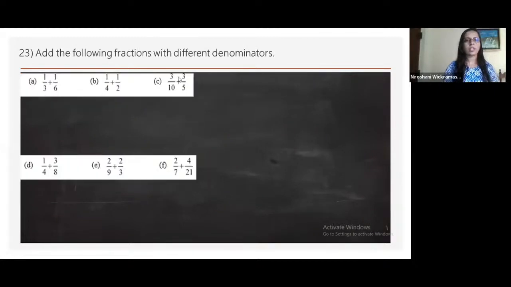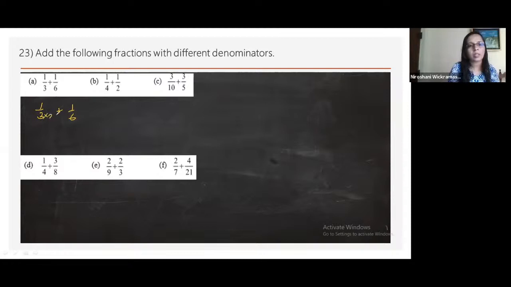Next one, add the following fractions with different denominators. When different denominators are there, there are two methods of doing this. First method I will tell you. You can make the denominators equal. Now this is 6, no? Then 1 over 3 plus 1 over 6. So we can make this denominator also 6. Then what can we do?